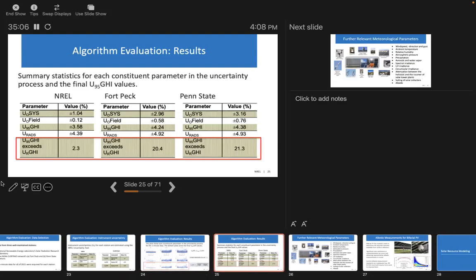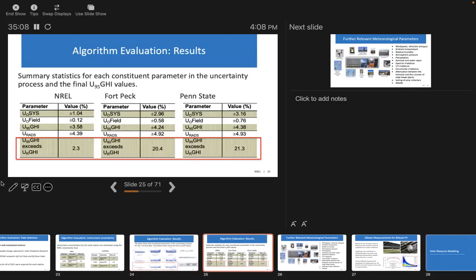Anyway, this is a system in development. We want to give this out so that anybody who does measurements can have an associated uncertainty. The interesting part is here. Again, these are three high quality instruments, and this is the system uncertainty, the field uncertainty. This is an average over the whole year, and the uncertainty in the GHI is in this case 3.58. This is more than 4%.